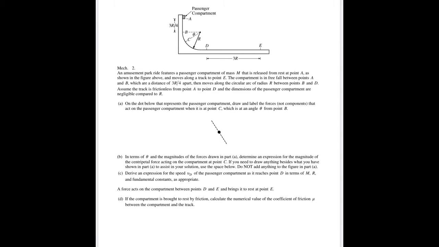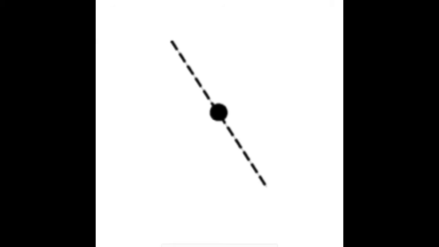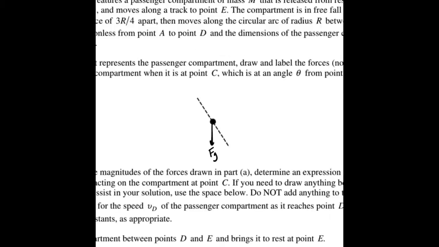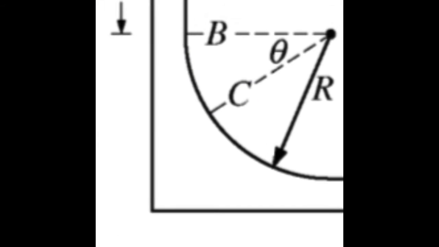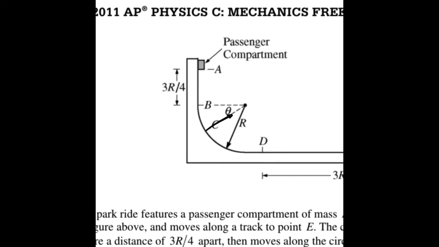Remember, it's frictionless from A to D, so we've got gravity pointed straight down, and then at this point, point C is right there, so we're going to have a normal force coming off at that type of angle. So we're just going to add that to our diagram here. There's our normal force. And that's it, guys. Those are the only two forces acting on it.